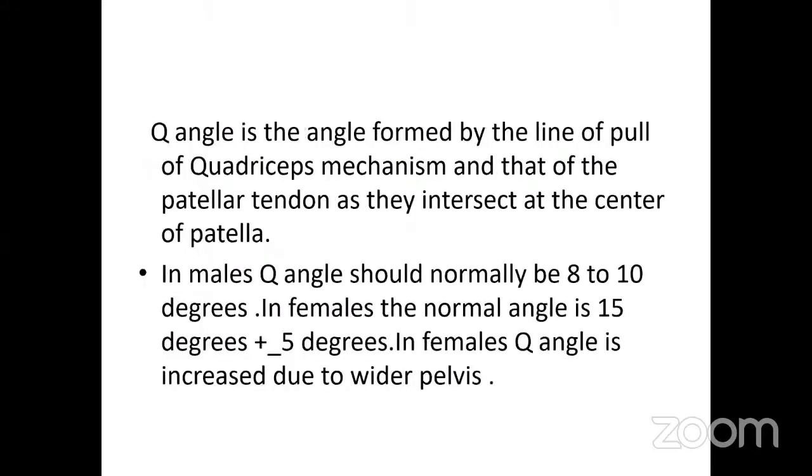So that is the answer. And Q angle is formed by the line of pull of the quadriceps and that of the patellar tendon as they intersect at the center of patella. Normally, Q angle is around 8 to 10 degrees in males, and like carrying angle, Q angle is also more in females, around 15 plus or minus 5 degrees. So it's almost 5 degrees more in females than in males, and it is due to the wider pelvis.